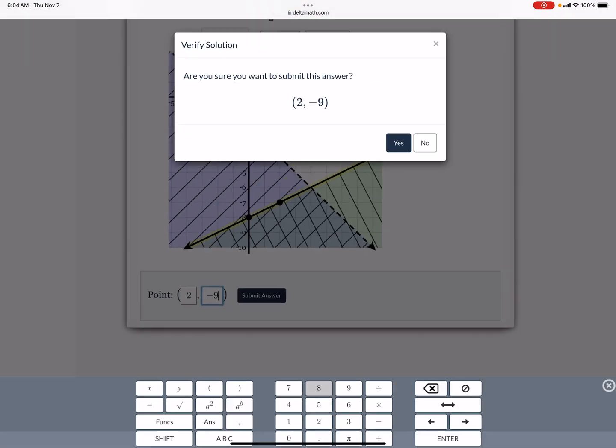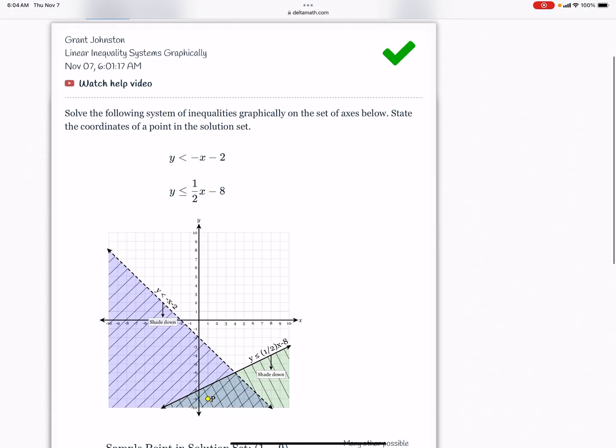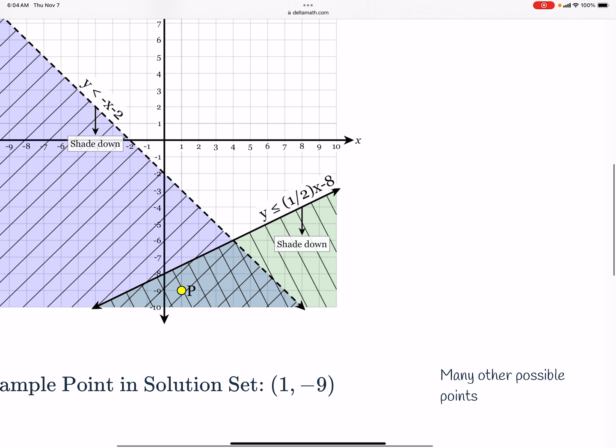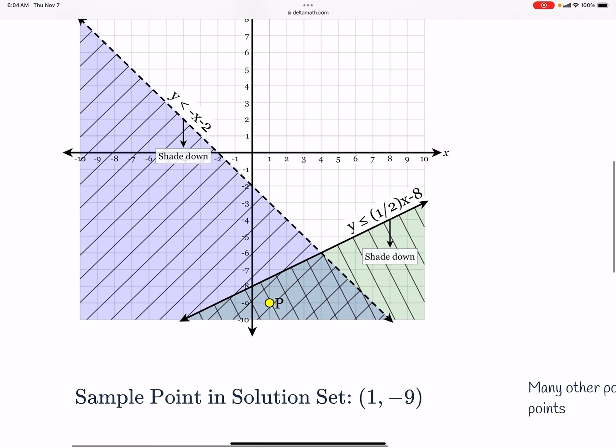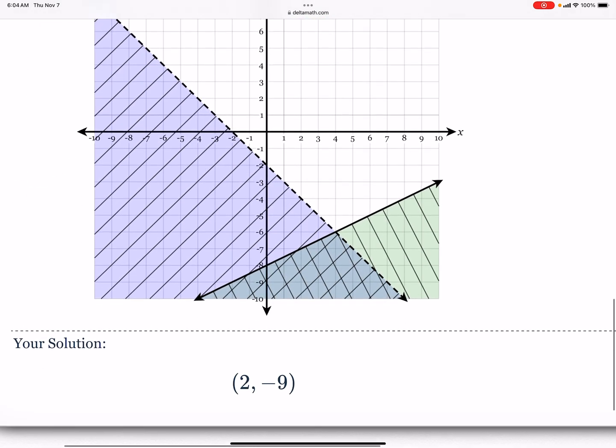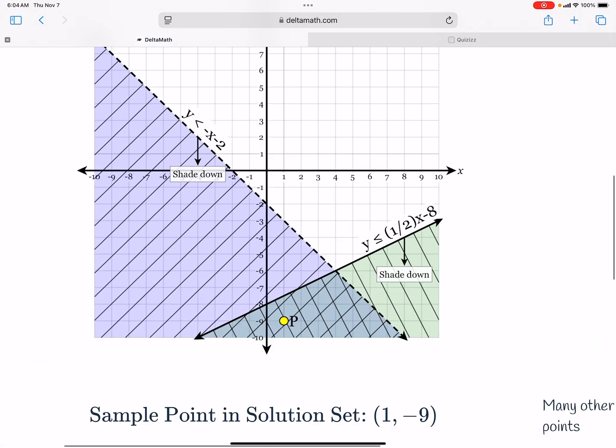I'm going to go ahead and hit submit. And then you'll see the computer actually picked a slightly different one. It says many other possible points. Their sample was 1, negative 9. Mine was 2, negative 9. But both of us picked points in that area there.